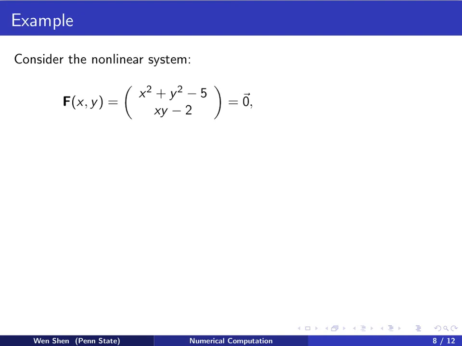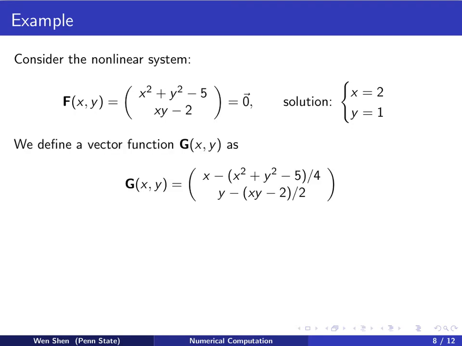Let's take an example. Consider the nonlinear system f given as follows: x squared plus y squared minus 5 equals 0, x times y minus 2 equals 0. One can easily verify that there is a solution, x equals 2 and y equals 1. So this is one of the solutions.